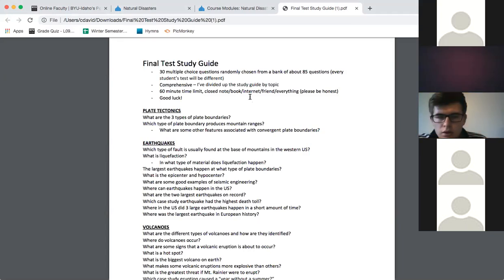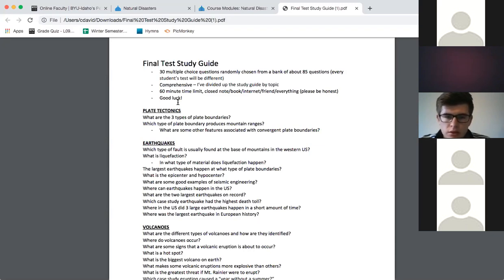Who remembers the direction of movement along a transform plate boundary? Yeah, so not slides under each other. That's the convergent. Remember, the convergent sliding underneath. But they do slide against each other, but they slide side by side. Okay? So, yeah, exactly. Perfect, Danny. It's just moving side by side like this. Okay, so remember those.